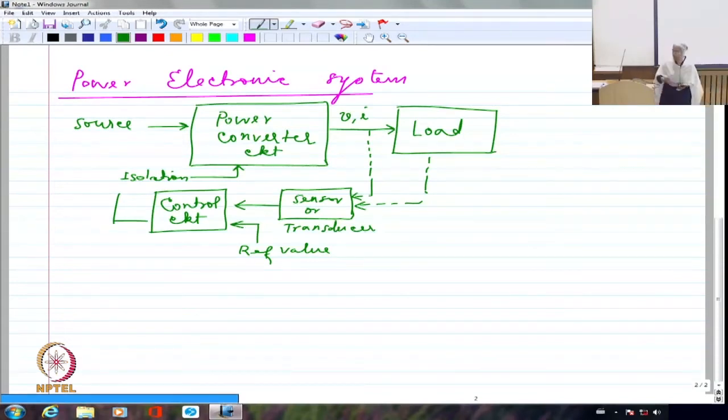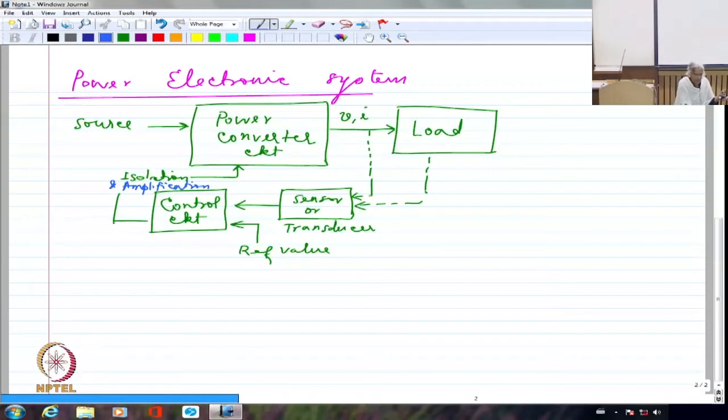And apart from that, I might require an amplification also. The isolation is meant for decoupling the grounds of the electronic portion from that of the power portion. Whereas amplification is required because the power electronic circuits are big. They will not work on milliampere.